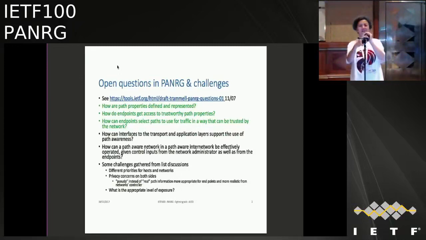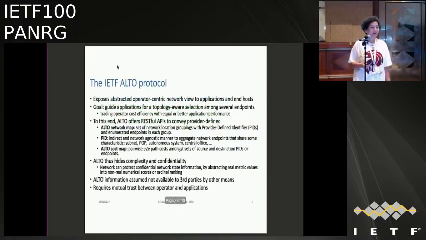Okay. So there has been a summary of open questions that was circulated last week. And Alto is actually addressing the ones in the green color, basically about how path property can be exposed to applications, plus a bunch of questions that were raised on the mailing list, particularly regarding mutual trust between applications and the network, privacy concerns, and also level of abstraction.